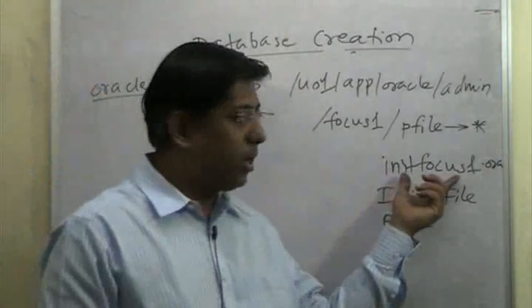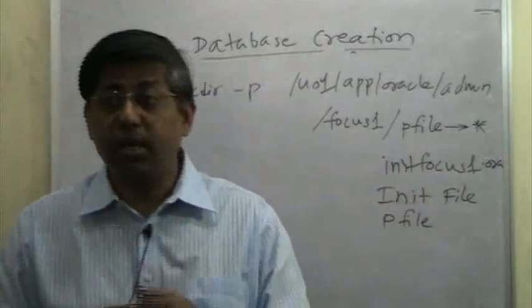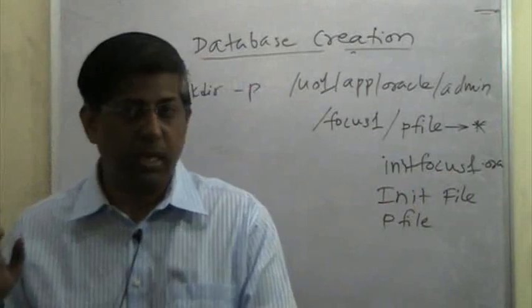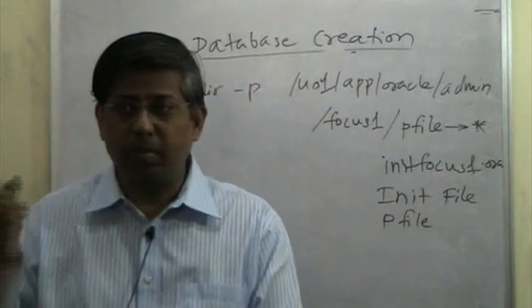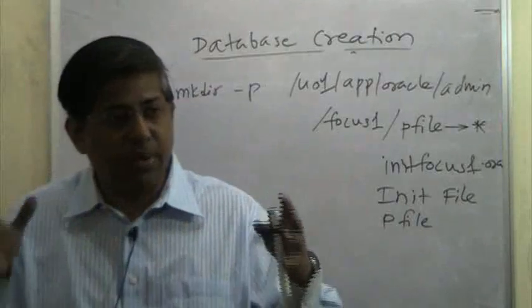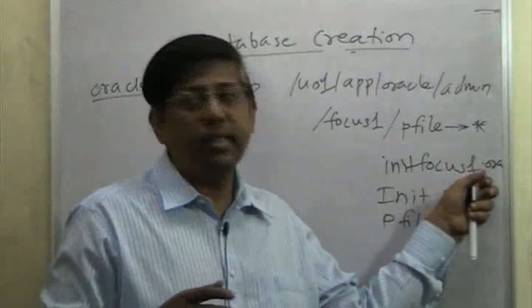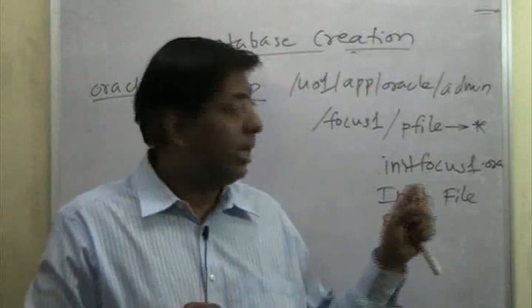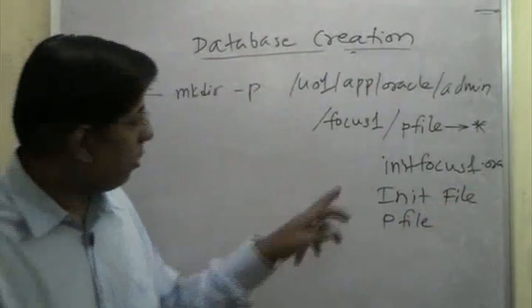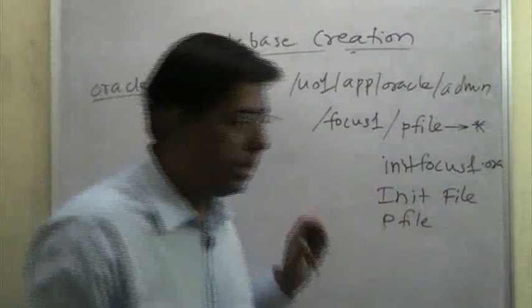This is the file that we are going to create, and in this file we are going to tell Oracle that my database block size is going to be this much, my SGA is going to be this much, my PGA is going to be this much, my shared pool is going to be this much. All those things that we have to decide will be written in this file. So this is a very critical file. In this file we also tell the name of my database, which is going to be focus 1. So all those things we are going to type in here.